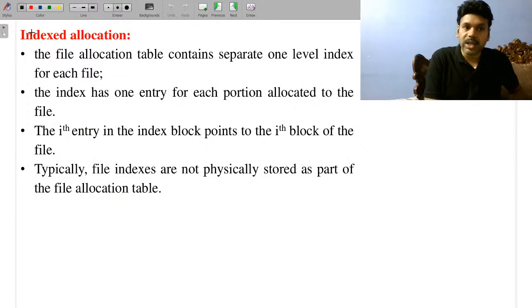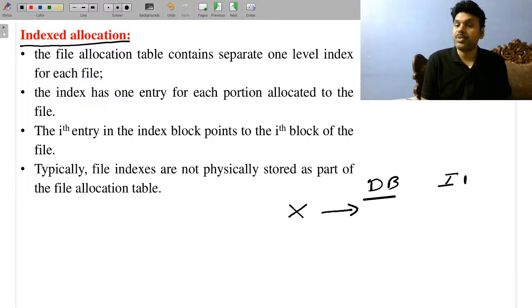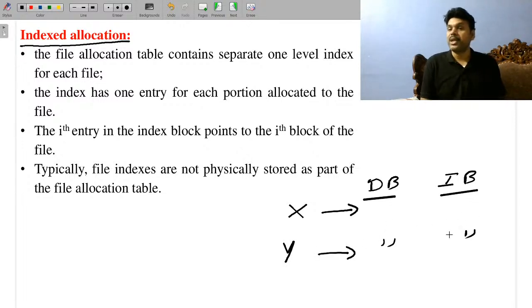When you are talking indexed allocation, there is a need of a separate block for indexes for each separate file. This is very important. There is a file X which requires a few data blocks, and it also requires a few index blocks. There is a file Y, which also needs a few data blocks and a few index blocks.